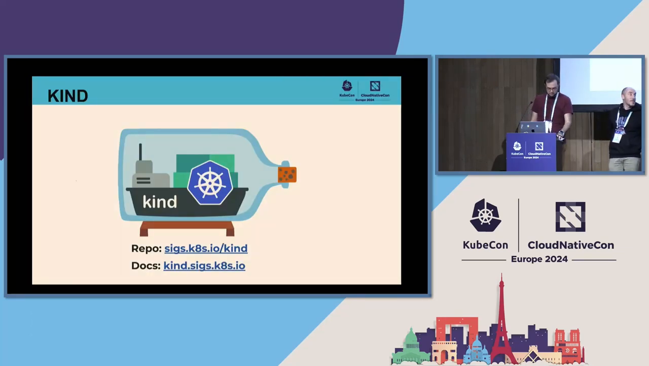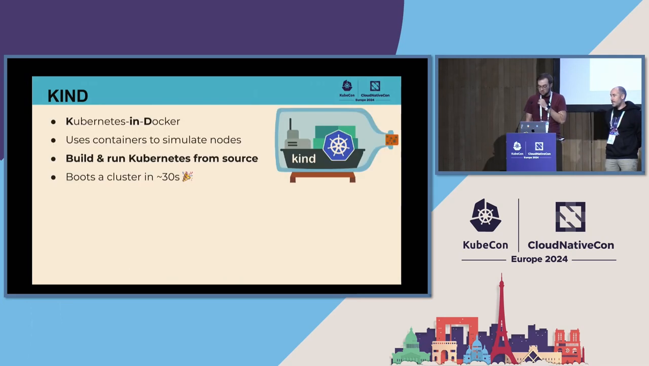Kind is Kubernetes in Docker. It's a tool that we built for testing the Kubernetes project initially. It uses Docker containers to simulate nodes so you can run them locally. And it can build and run Kubernetes from source as well as some pre-built images. It boots a cluster in 30 seconds because everything is packed into the container and running locally. This was really important for the Kubernetes project to have very cheap, fast, local testing because we need to test changes to Kubernetes constantly.